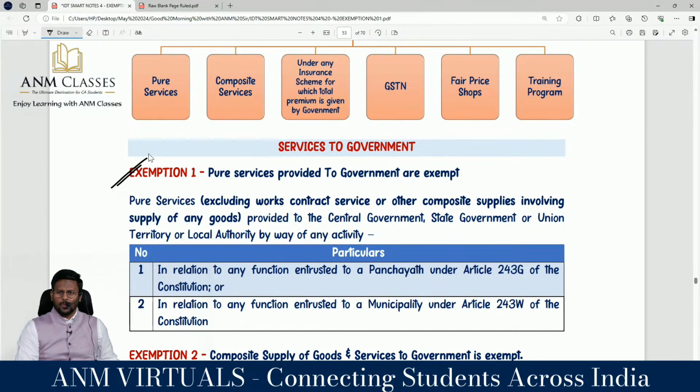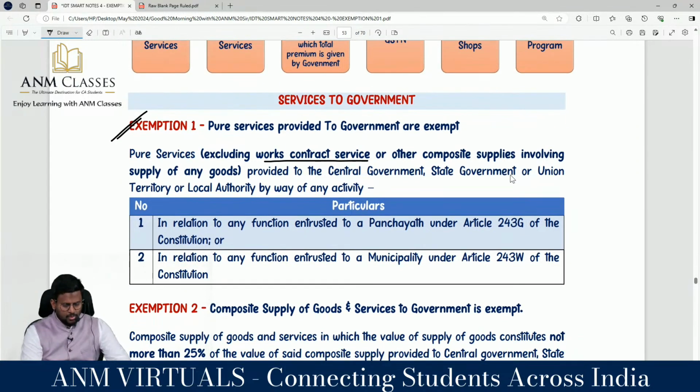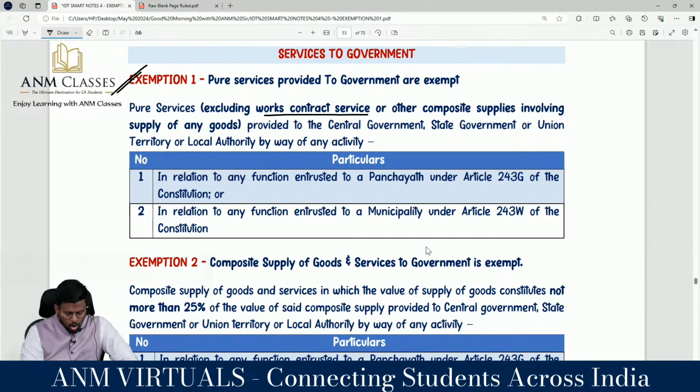For example, if you are providing only pure services, not material, only services, pure services excluding any contract service or other composite supply involving supply of any goods, that means you are not supplying goods, you are supplying only services provided to the central government, state government, union territory or local authority by way of any activity in relation to any function entrusted to a panchayat under article 243G of the constitution, or in relation to a function entrusted to a municipality under article 243W of the constitution, are exempt from GST.